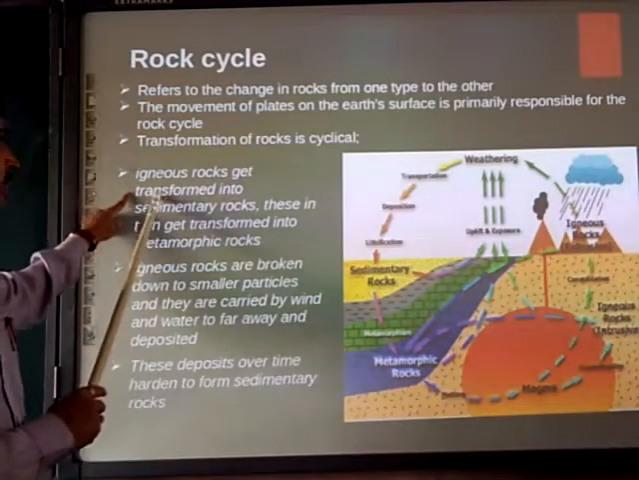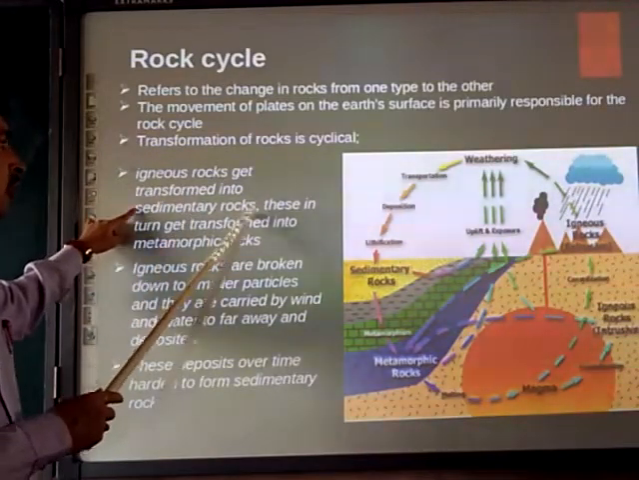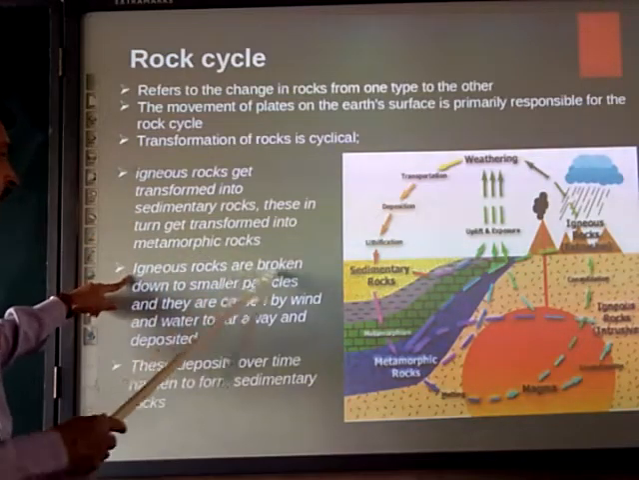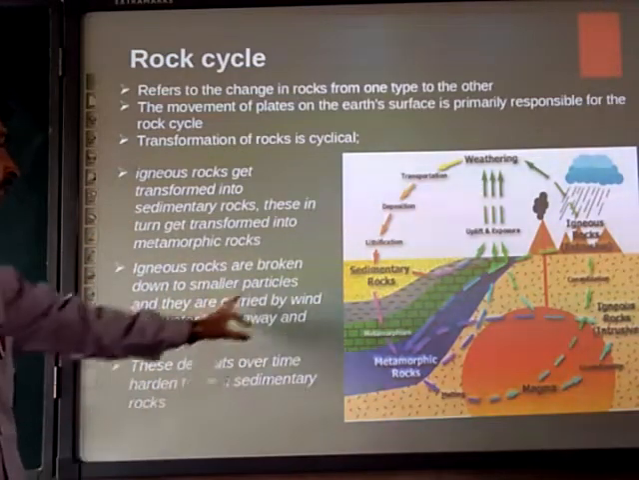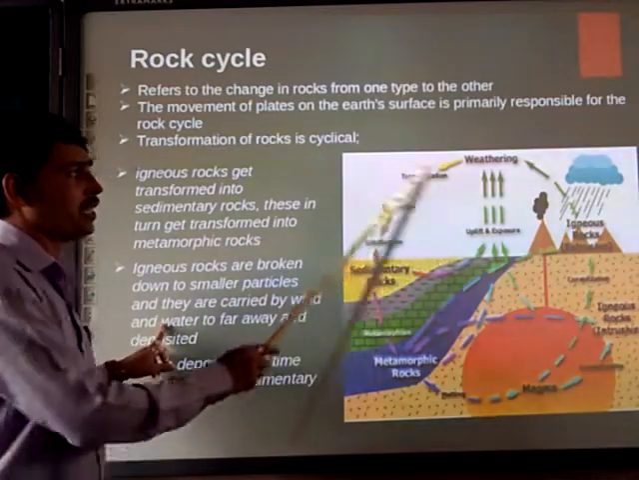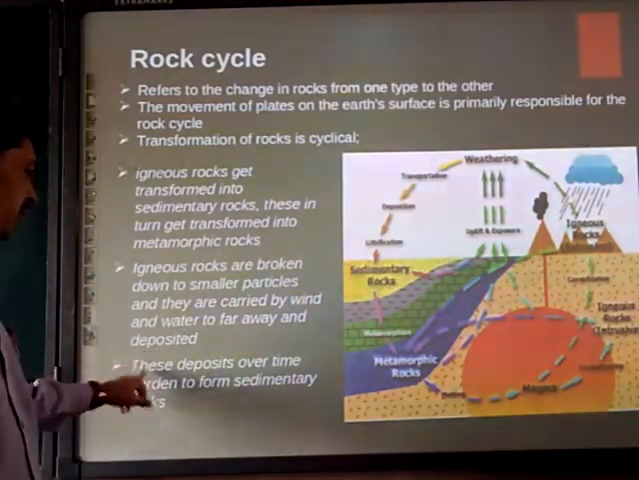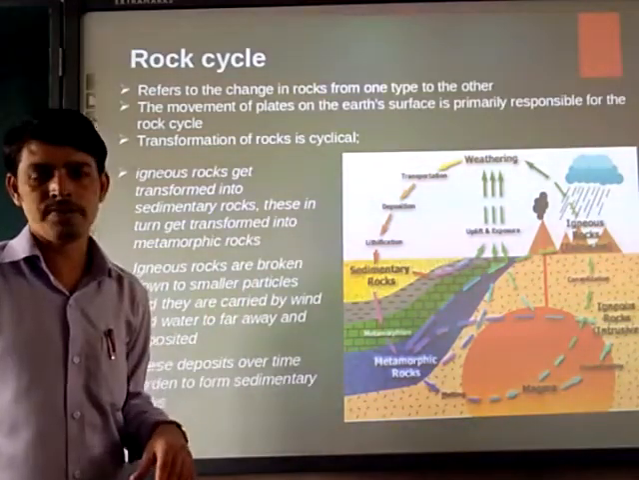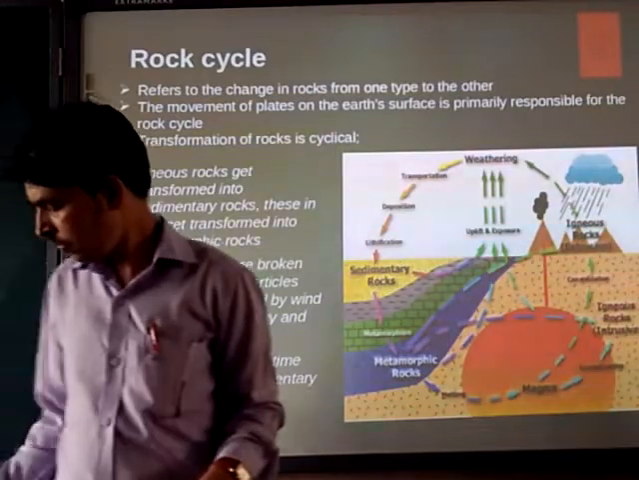Then the igneous rocks get transformed into sedimentary rocks. These transform into metamorphic rock. Igneous rocks are broken down into smaller particles, and they are carried by the wind and water, which means by transportation. And these deposits harden to form sedimentary rock. Next.